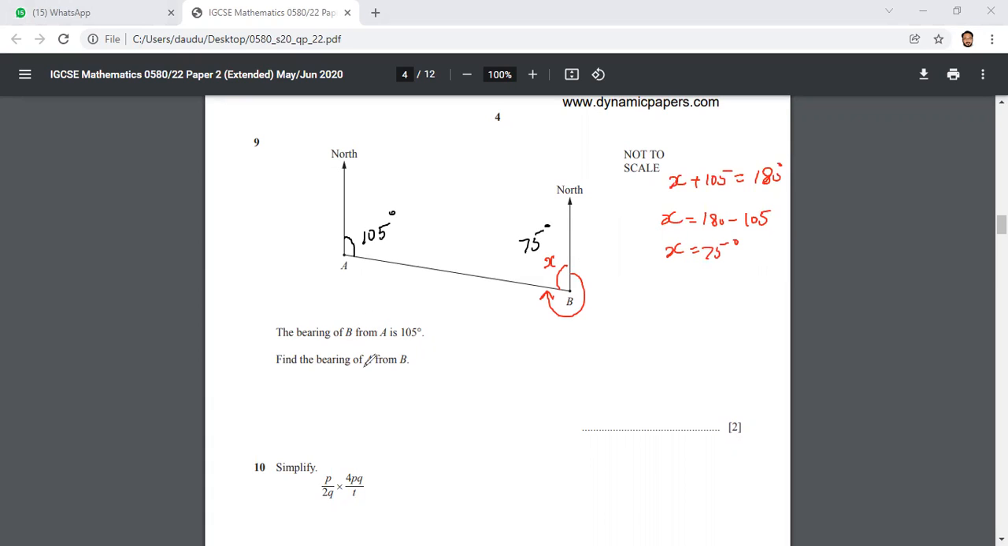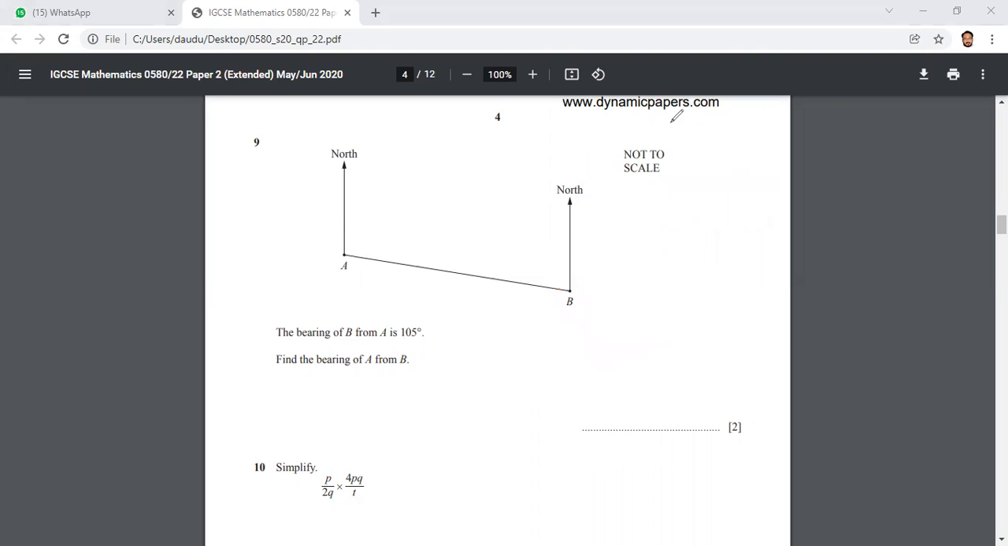And now it is easy to find, because we have found this. Our bearing of A from B is the total angle. If you check in circle form, the complete angle is 360. So 360 minus 75 gives you that angle, and if you check properly, it is 285. That is the bearing of A from B. Okay. We move to the next question.